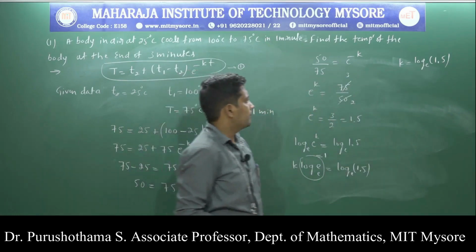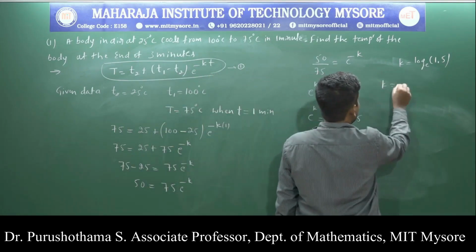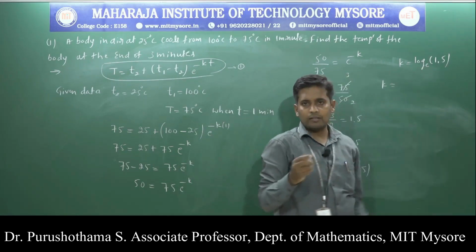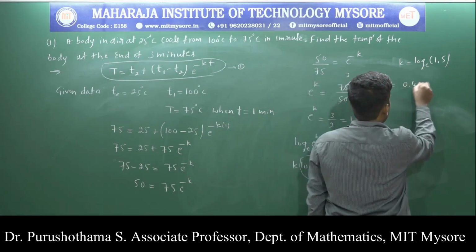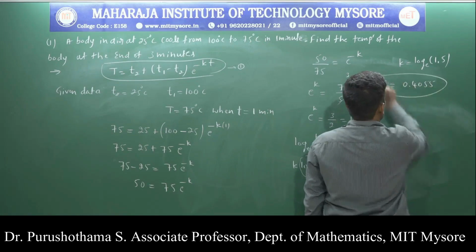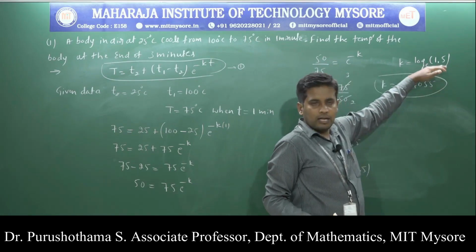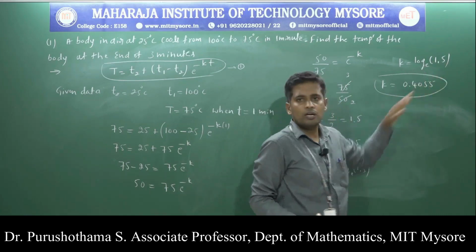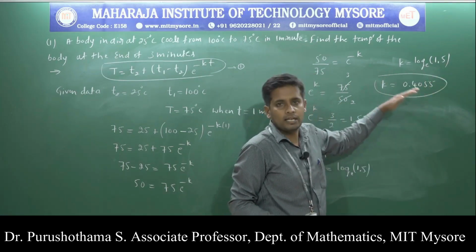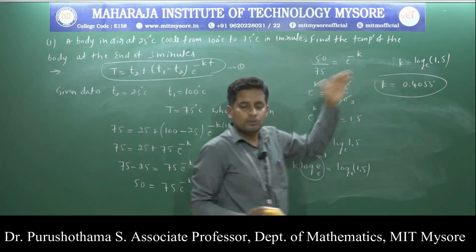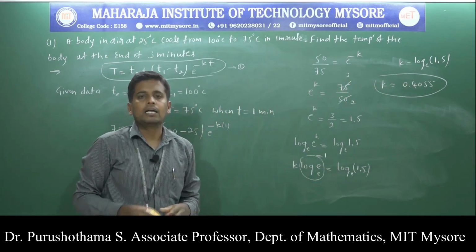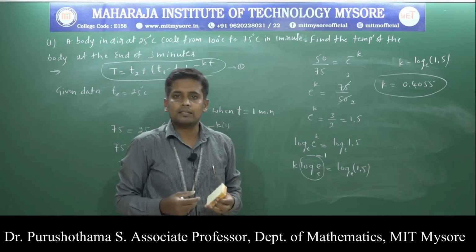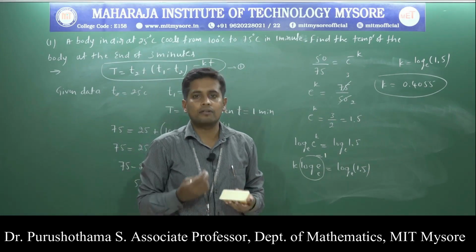So, k equals log e of 1.5, and the value of log of 1.5 is nothing but 0.4055. By using a calculator, we can find out the value of log of 1.5. Therefore, k equals 0.4055. This is the proportionality constant value, the k value. Using k and the given data, find out the temperature of a body at the end of 3 minutes.